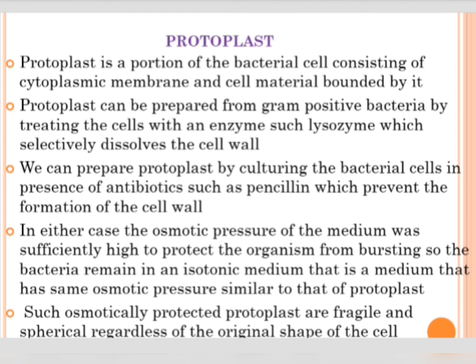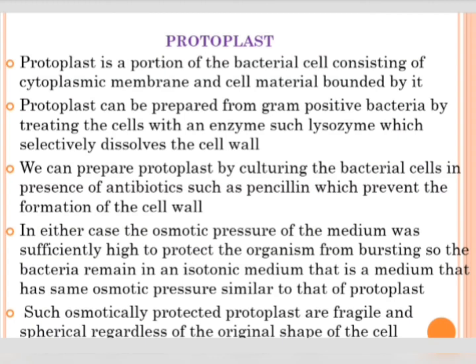So here we have to maintain such a protoplast, or a cell without a cell wall, in an isotonic medium, which has the same osmotic pressure similar to that of the protoplast. So we are preparing this protoplast in artificial conditions for experimental purposes. And this protoplast has to be maintained in an isotonic solution for keeping the balance between the medium as well as the bacterial cytoplasm. Then these protoplasts are actually fragile and they are spherical regardless of the original shape of the bacteria.